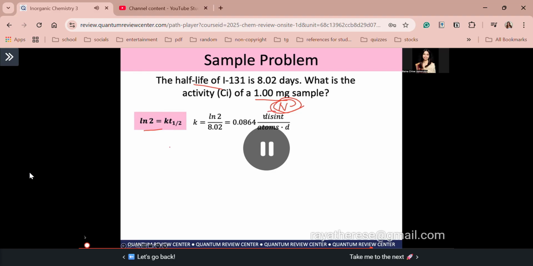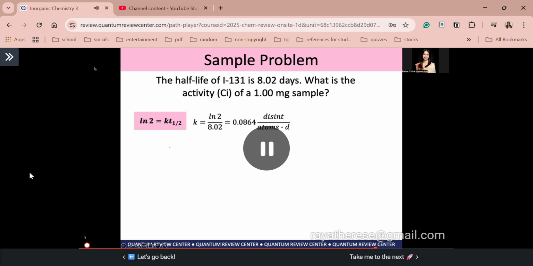Okay guys, I'm introducing the units now. These are the units of our K. It essentially quantifies how many atoms of iodine-131 decay per day given a certain number of atoms. Again, K quantifies how many atoms decay per day. It can also be in atoms per second, if the given half-life is in seconds. But in this case, guys, days was given. So this decay constant is in terms of days.